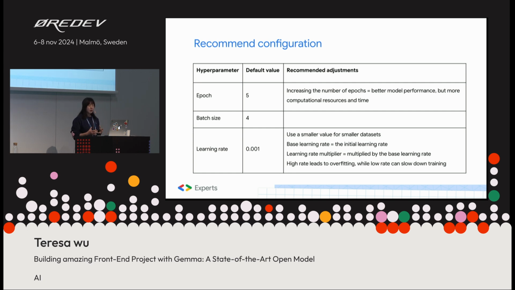You can decide here whether or not you want to have a better model performance, then you compromise on the time you want to train it. And you can have a small value.